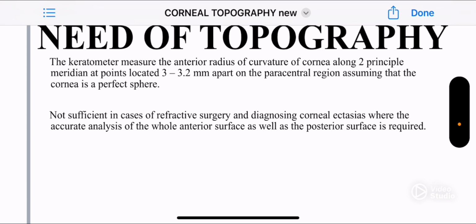Moreover, it is not sufficient in cases of refractive surgery and diagnosing corneal ectasias, because in these two cases we need accurate analysis of the whole of the anterior surface as well as the posterior surface.